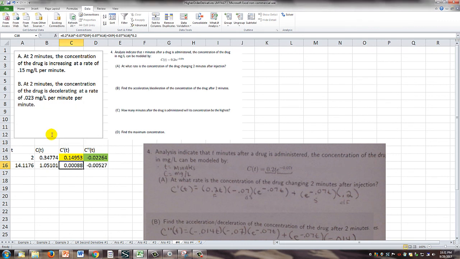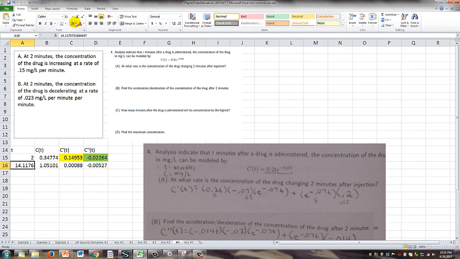Because we've taken our second derivative, we know that is a maximum, because the negative is saying it's concave down, so we've got this shape, concave down, and a horizontal line with a slope of 0, close to 0. This goal seek sometimes doesn't quite show you 0. So question C is, how many minutes after the drug is administered? Well, that would be 14.12 minutes. And what is the maximum concentration? That's what the original function is for. And the maximum concentration is 1.05 milligrams per liter.